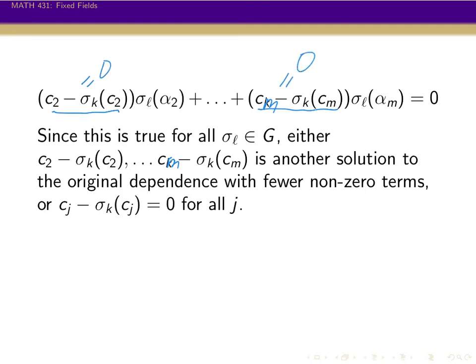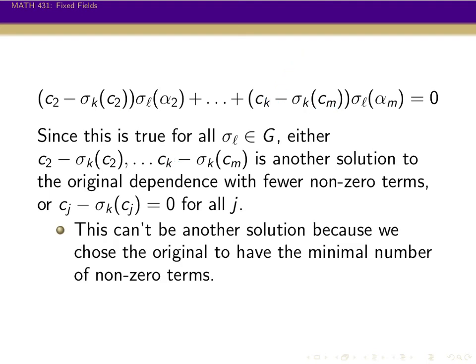Okay, so let's talk about possibility one. First of all, this can't be another solution because it's using fewer coefficients than we had before. And we said that the original one we started off used the minimal number of coefficients. So if this is using fewer, then that contradicts that we were using the minimal number to begin with. And so this can't be another solution. So then we're left with each of these being equal to 0 for all j.